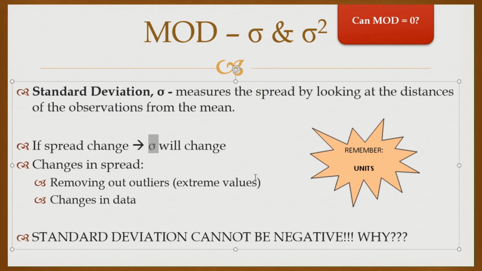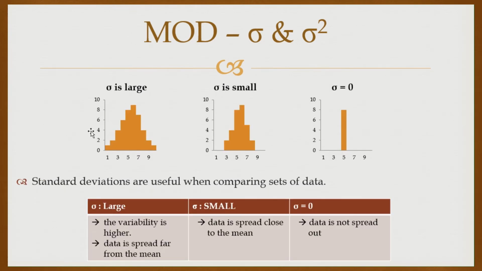If the spread of the data changes, your standard deviation will change. If you remove outliers, for instance, that is a change in spread. Let's say I have an extreme value that was wrong. I take it out. My standard deviation will change. Understand? Standard deviation cannot be negative. Why? Because it is a square root. You cannot have a negative value coming out from a square root. Understand? Okay, let's take a look at this.